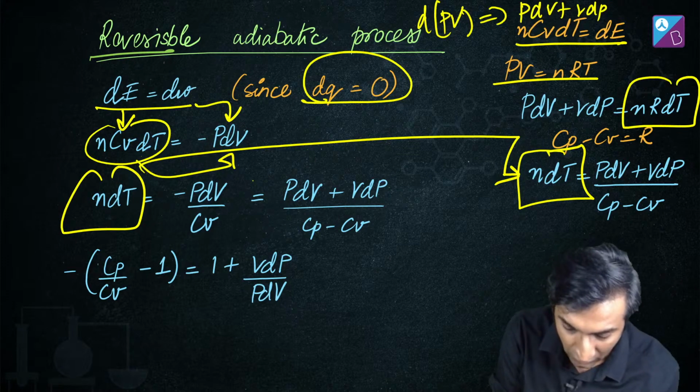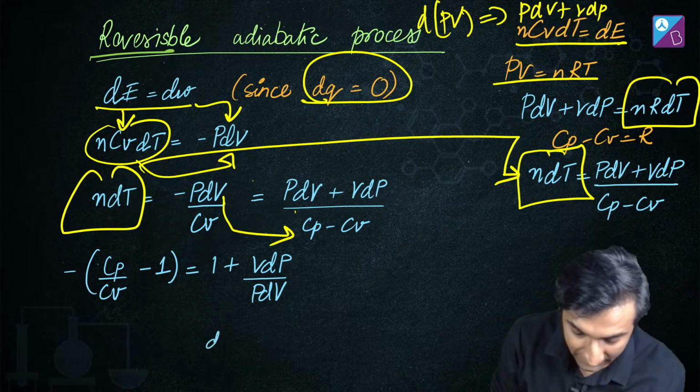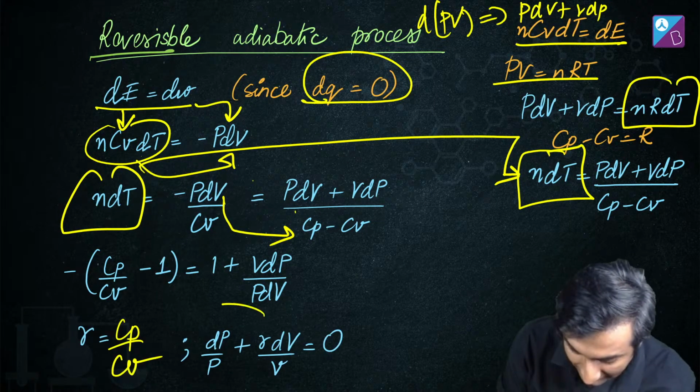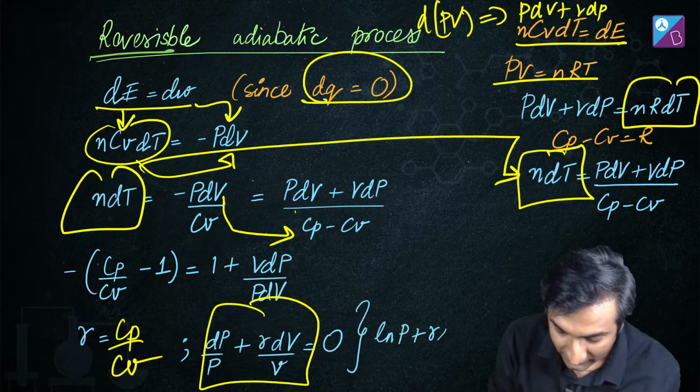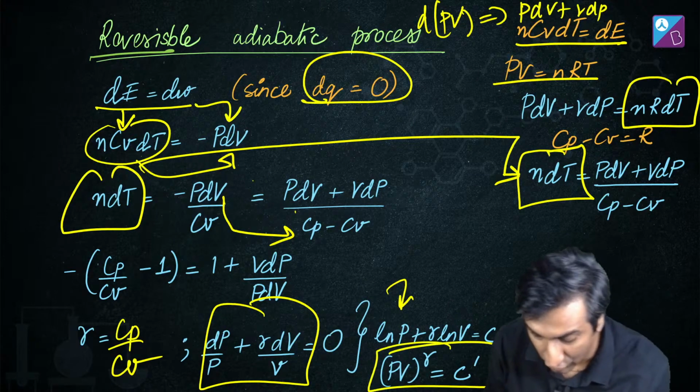Then I've just written this down. I take PdV to the other side and divide this, so this becomes 1, etc. And gamma is given to be Cp by Cv, right? Then I get this expression. Then I say, boss, if this is so, I can take log on both sides, and then I get PV^γ is equal to constant.